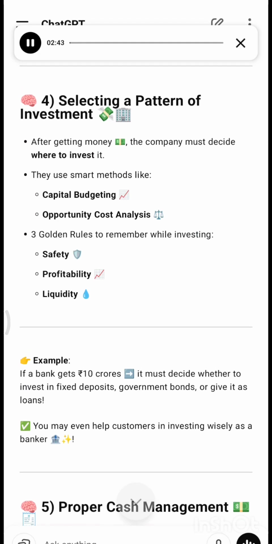Now 4, selecting a pattern of investment. After getting money, the company must decide where to invest it. They use smart methods like capital budgeting, opportunity cost analysis, and 3 golden rules to remember while investing: safety, profitability, liquidity. Example: if a bank gets 10 crores, it must decide whether to invest in fixed deposits, government bonds, or give it as loans. You may even help customers in investing wisely as a banker.